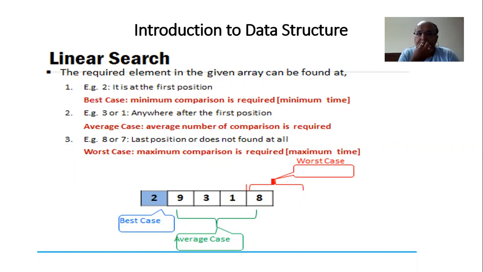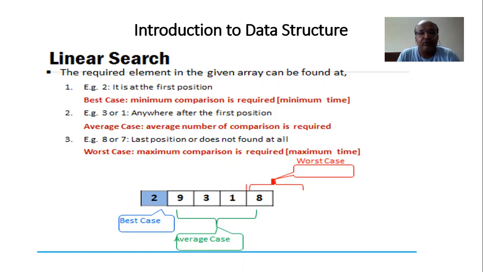Now let's take the same example, linear search or sequential search. The required element in the given array can be found at the first position or elsewhere. If you see this figure, this is one array that has a total of 5 elements, correct? Let's say for example 2. If you want to find the 2, it is already available in our array. It is at the first position.